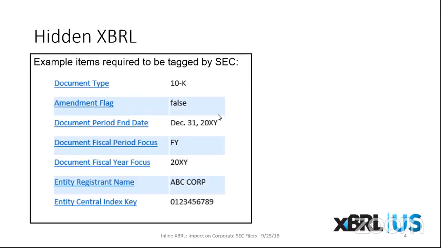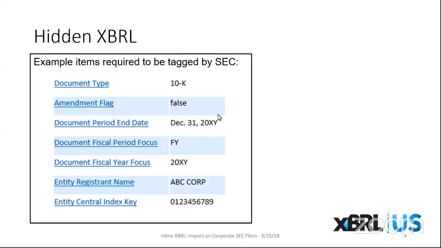On the same list, let's look at the first item on the list, which is the document type, which says 10-K. 10-K is actually the fact value that gets tagged. But that value 10-K really isn't in the financial statements anywhere. However, it does display on the cover page of the 10-K document. So you could say it wouldn't be wrong to put this fact in the hidden XBRL, since it's a DEI, document entity information item, that isn't in the financial document.